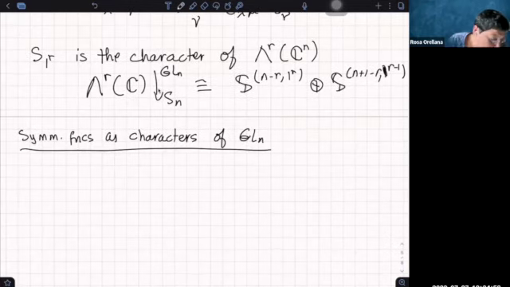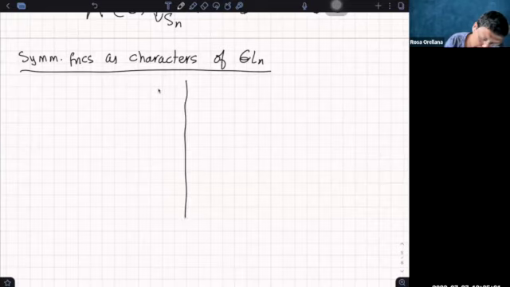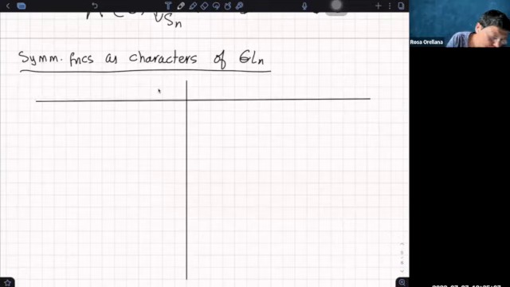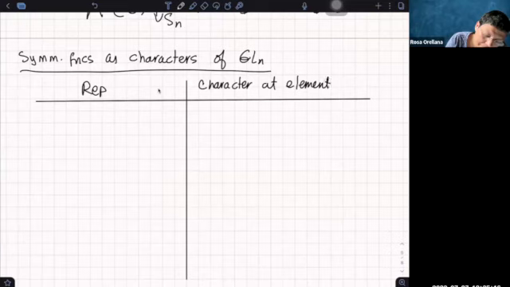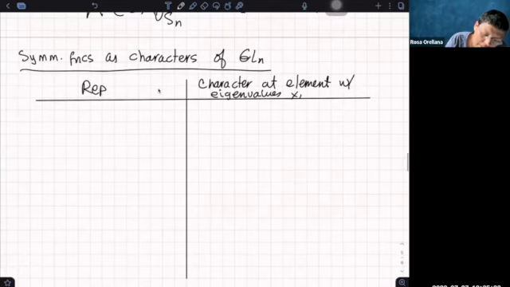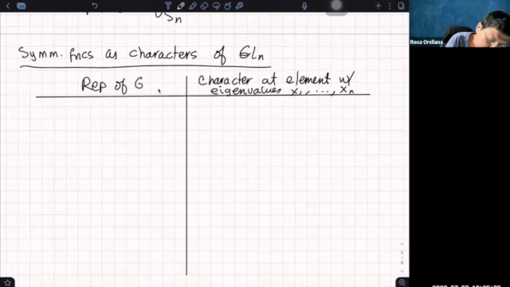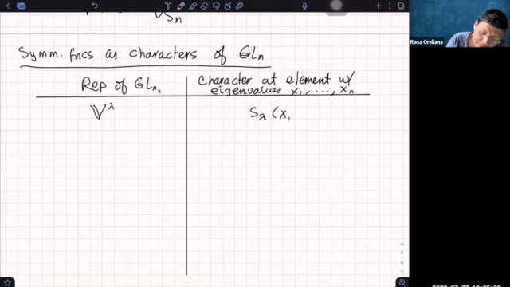What I want to do is create a table. Here you have the representation, and here we have the character at an element with eigenvalues x1 up to xn. So these are representations of GLN, okay? And the irreducible representation B lambda has character S lambda, which is the Schur function. This is from the first lecture.